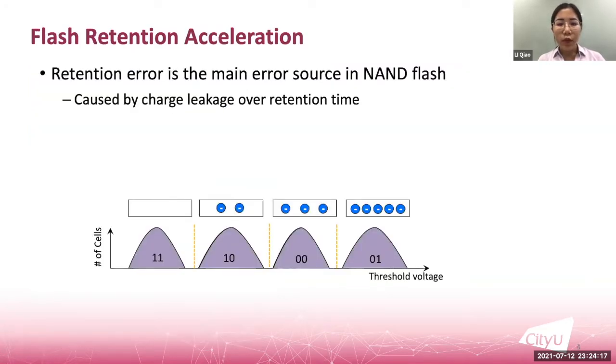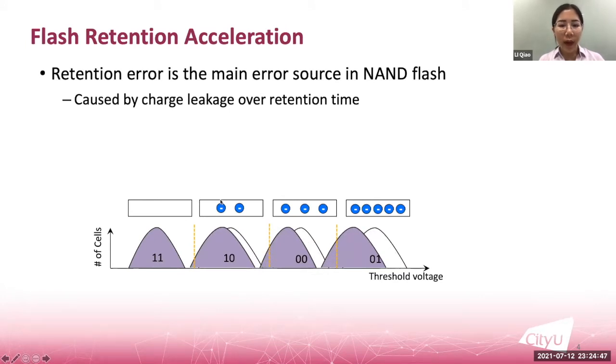NAND flash memory stores charge in flash cells and represents data based on the threshold voltage of cells, as shown in this example. Several types of error sources will impact its reliability, such as program/erase cycling and retention time. Retention errors are one of the most important flash errors, which are caused by charge leakage over retention time.